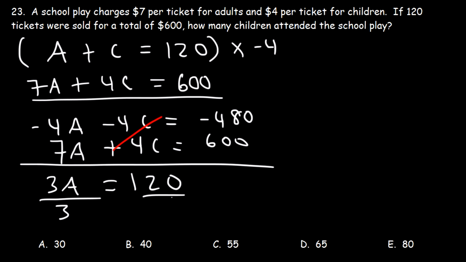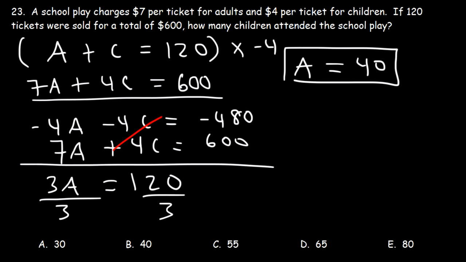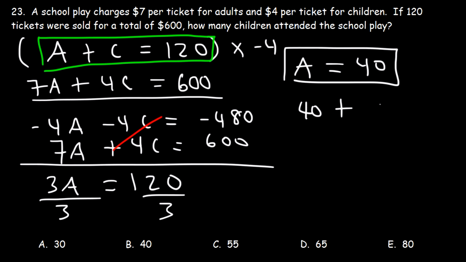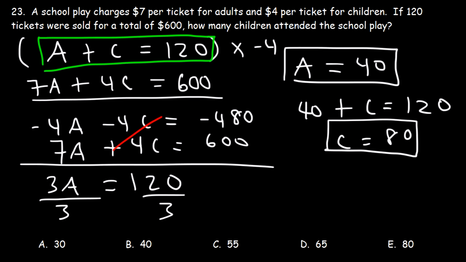Now let's divide both sides by 3. 120 divided by 3 is 40. So 40 adults attended the school play. Now to find the number of children, let's use this equation. So let's replace A with 40. So 40 plus C is equal to 120. So C is 120 minus 40, which is 80. That's how many children attended the play. So E is the right answer.